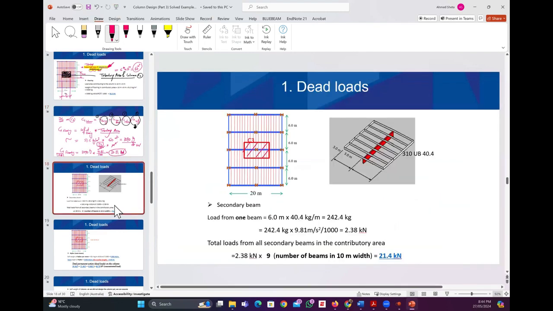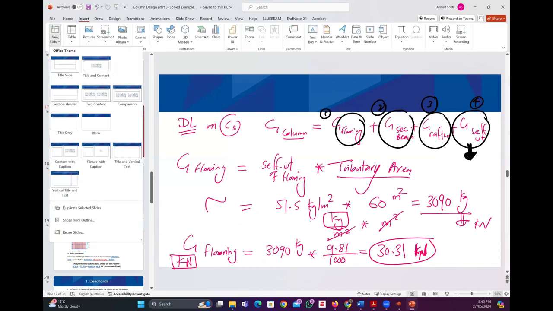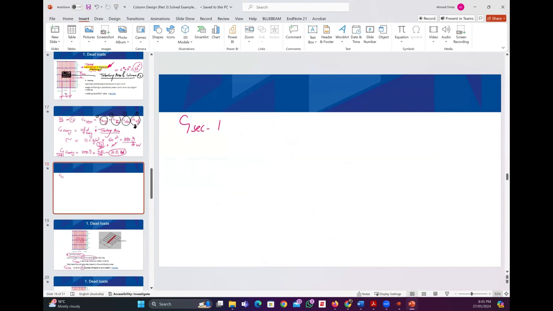If we look at the remaining, what you can see here is the load of the secondary beam. How much is G secondary beam? For G secondary beam, we will calculate the load of one beam and multiply by the number of beams. It is similar to what we have done before, but here it will be in kilonewton. So for G secondary beams, what will be the calculation?